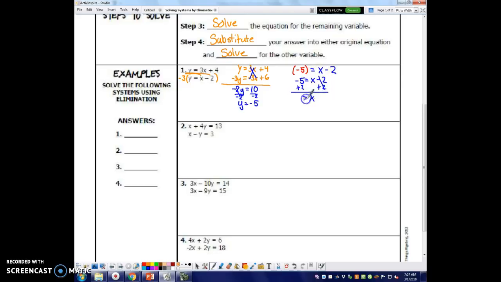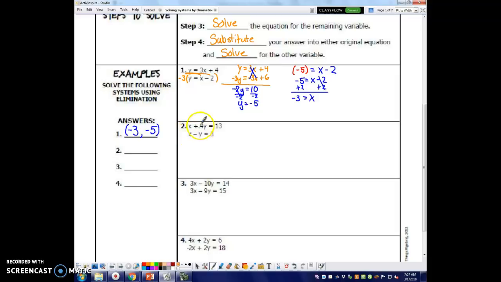So we have x equals, what's -5 plus 2? -3. So remember, x always goes first, so your answer here is -3 and then -5. Okay? Okay, so now let's try number 2.